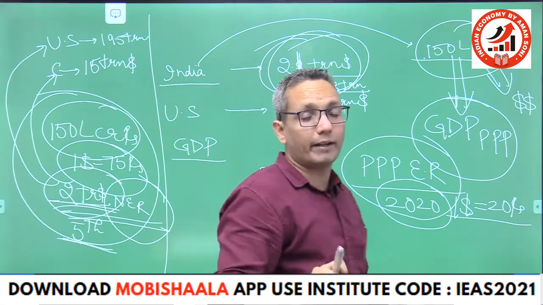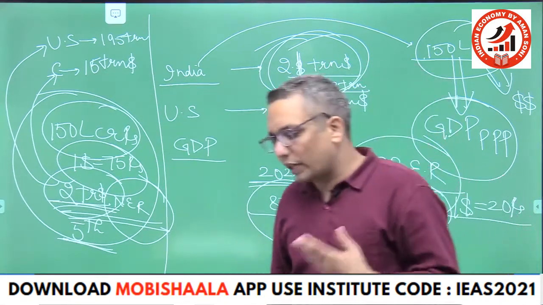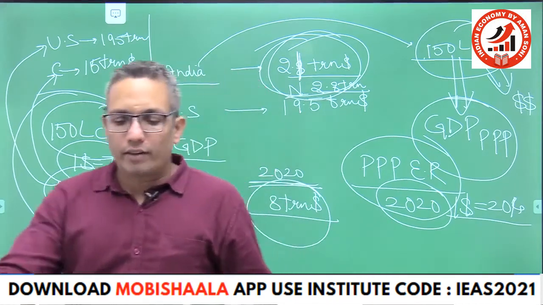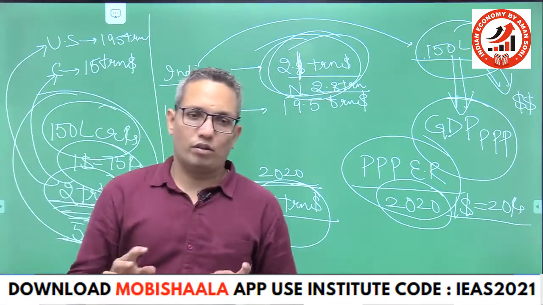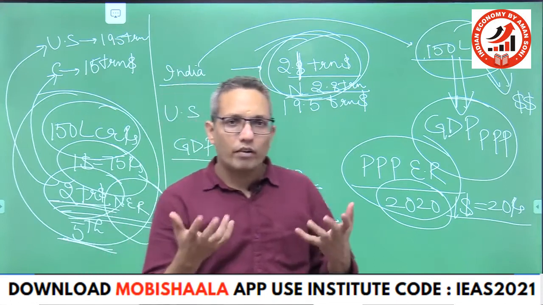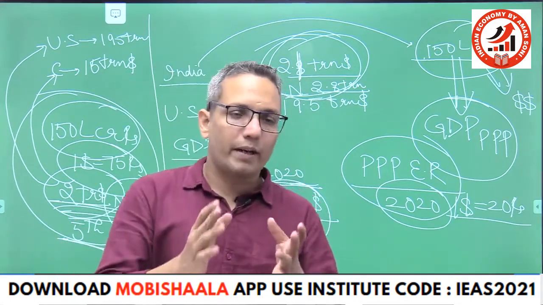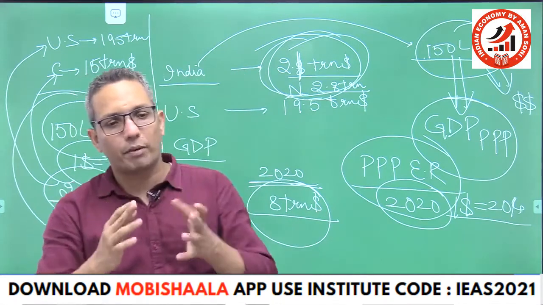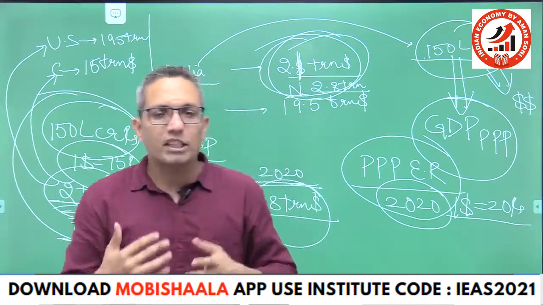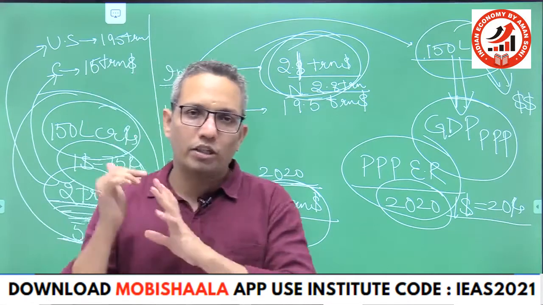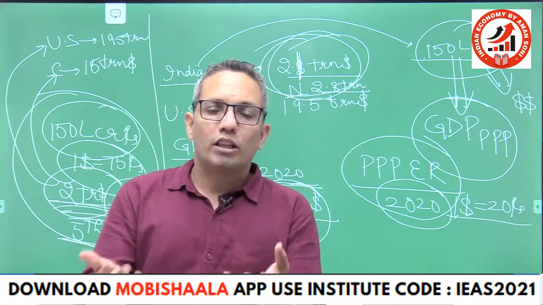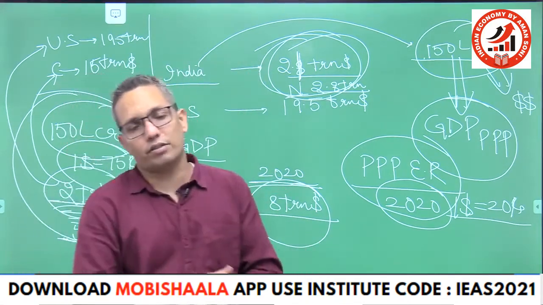So though we may say that India's GDP is $2 trillion, the purchasing power of the $2 trillion is equal to $8 trillion. If we compare the purchasing power of the US and of the Indian rupee, then the purchasing power of the $2 trillion nominal exchange rate GDP is equal to the purchasing power of $8 trillion.